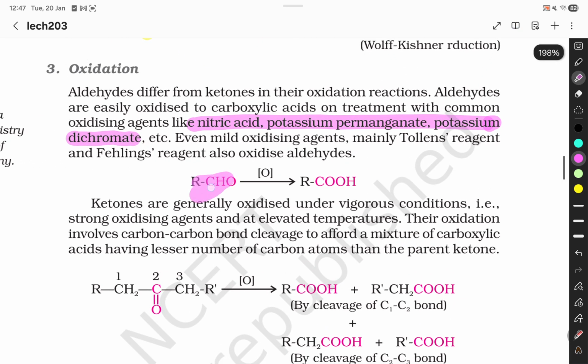Oxidation of aldehydes: mild oxidizing agents can also oxidize the aldehydes.